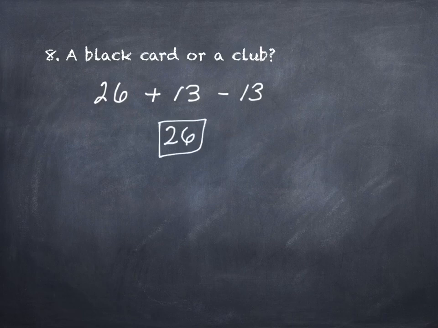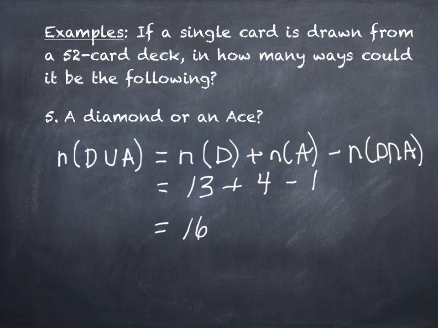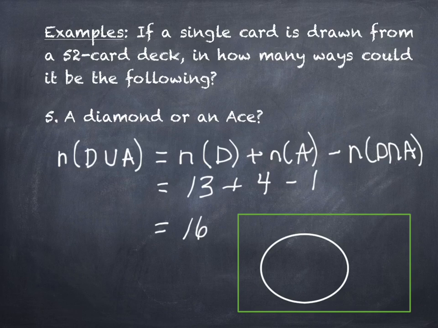Now, one thing to make a mention of: this formula works great, and I don't have any problems with it. You could actually draw a Venn diagram for these too, if you like that method. I know some of you are very visual. Let's do this one. If I did a Venn diagram for this, you would have your diamonds here, and you'd have your aces here, and you'd have to stop and ask yourself how many ace of diamonds are there, and there's 1.